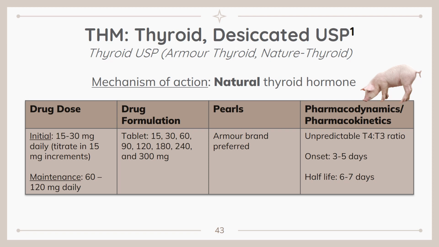A pearl that was highlighted was that the brand Armour is actually preferred over Nature-Throid or its generic formulation. It is not very predictable regarding how much of the T4 and T3 ratio is in there. So it does include both thyroid hormones, but we do not have enough studies to determine how much is in each tablet. The half-life is very similar to levothyroxine, and the onset is 3 to 5 days.